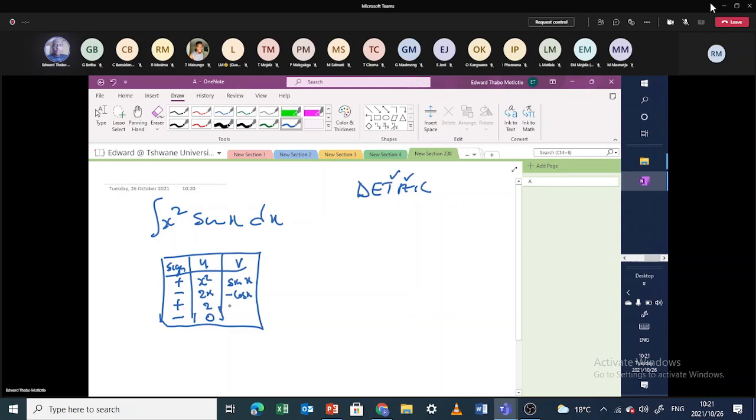Sine x, when you integrate, is negative cos x. When you integrate the negative cos x, it gives you negative sine x. And then we integrate again, it's going to be positive cos x. And the last one, you put the integral sign.